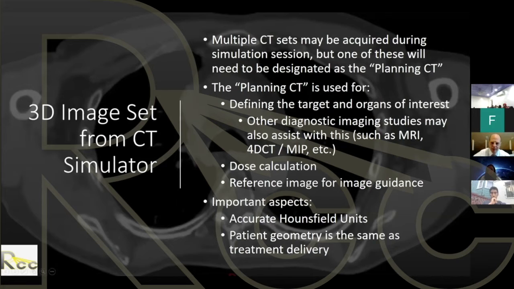Some important aspects that are important for radiation oncology, and maybe not as important for a diagnostic CT set, is that we have accurate Hounsfield units, and that the patient geometry is the same as the treatment delivery.